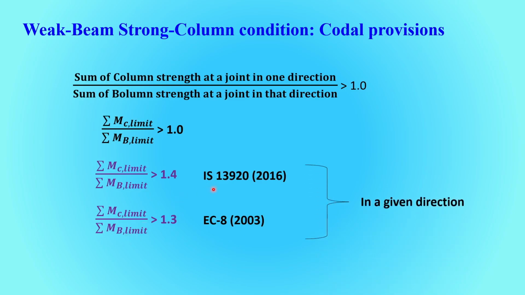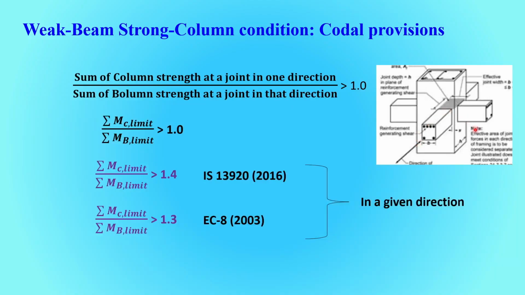So we have to remember that this summation of the column moment and summation of the beam moment is in a particular direction. So in a building we have two directions, x and y. So in both the directions individually these limits are to be satisfied.